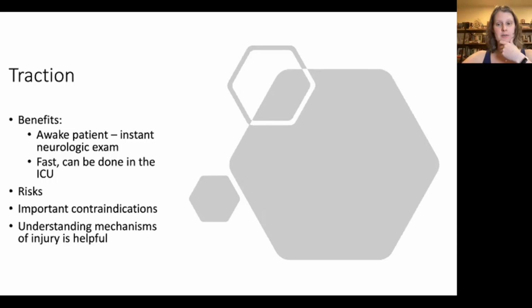But there are risks, of course, as well as important contraindications. And also understanding the mechanisms of injury can be helpful in reducing the fracture, because you'll be able to understand what needs to occur anatomically to reestablish alignment.